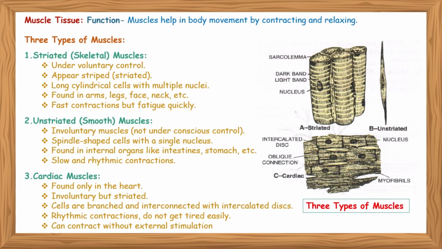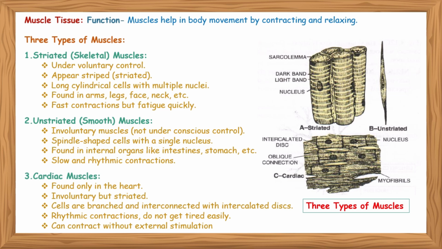Muscle tissue. The muscles help in body movement by contraction and relaxation. There are three types of muscle tissue. Striated or skeletal muscles are under voluntary control. They have a striped or striated appearance. They are long cylindrical cells with multiple nuclei. They are found in arms, legs, face, neck, etc. They have fast contractions but fatigue quickly. Unstriated or smooth muscles are involuntary muscles, not under conscious control.